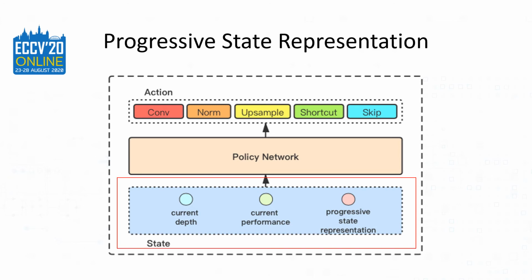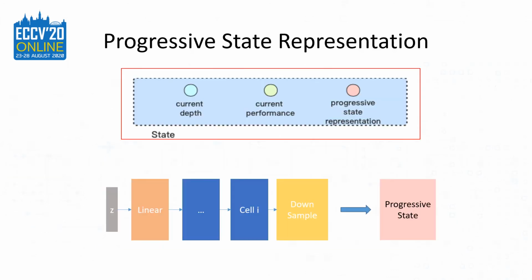Since we reformulated the problem as a Markov decision process, an informative state is needed. Inspired by progressive GAN, which has been shown to improve generation quality in intermediate RGB outputs, we propose a progressive state representation for the GAN architecture search.